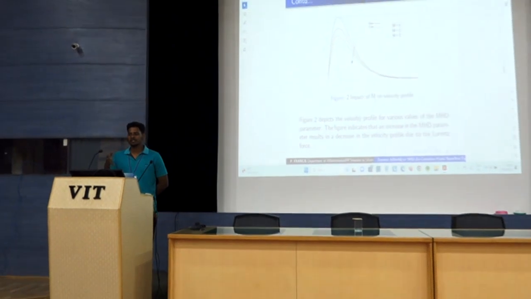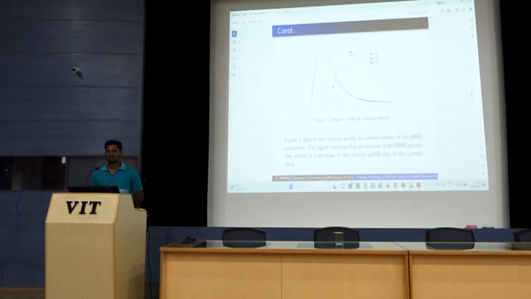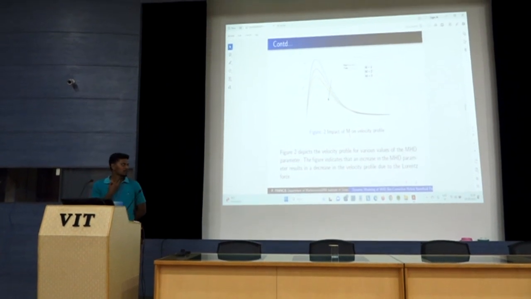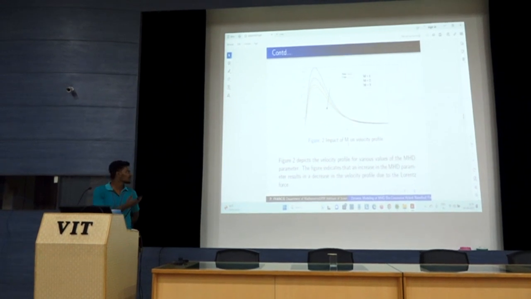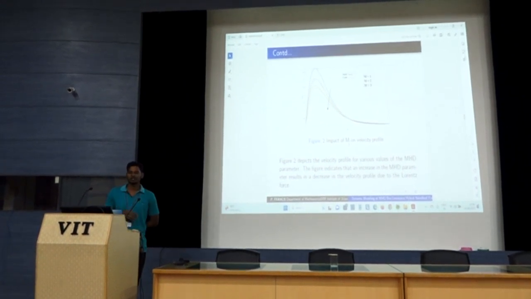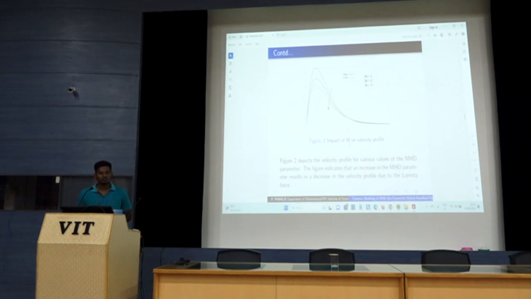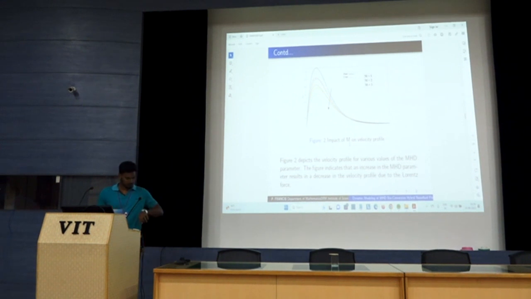Actually we are using MST, which means magnetic field. Why are we using the magnetic field in this paper? Just see Figure 2, where M means MST. As we increase the MST value, the velocity profile decreases. The velocity profile decreases according to the Lorentz force. The Lorentz force says that if you apply a magnetic field perpendicular to the fluid, the velocity will decrease. According to that force, we get the same result for this fluid flow.